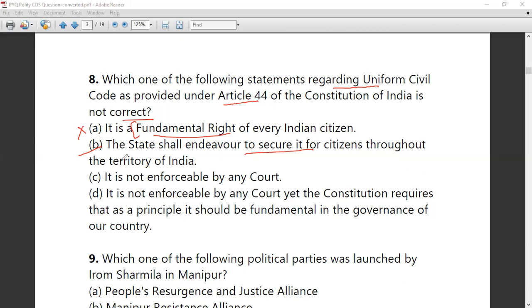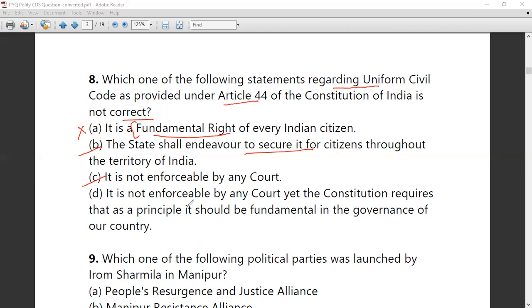So let's see the next option, that is C. It is not enforceable by any court. Yes, this is correct. The Preamble is also not enforceable by any court, but it is a part of the Constitution. And here DPSP is also not enforceable by any court. You may ask, what is the meaning of enforceable by any court? It means that you cannot claim, on your individual level, whether you are enjoying these statements or not. No, you cannot claim. It is mentioned in the Constitution, but it is a kind of direction given to the state, on the basis of which they can make laws in that particular state.